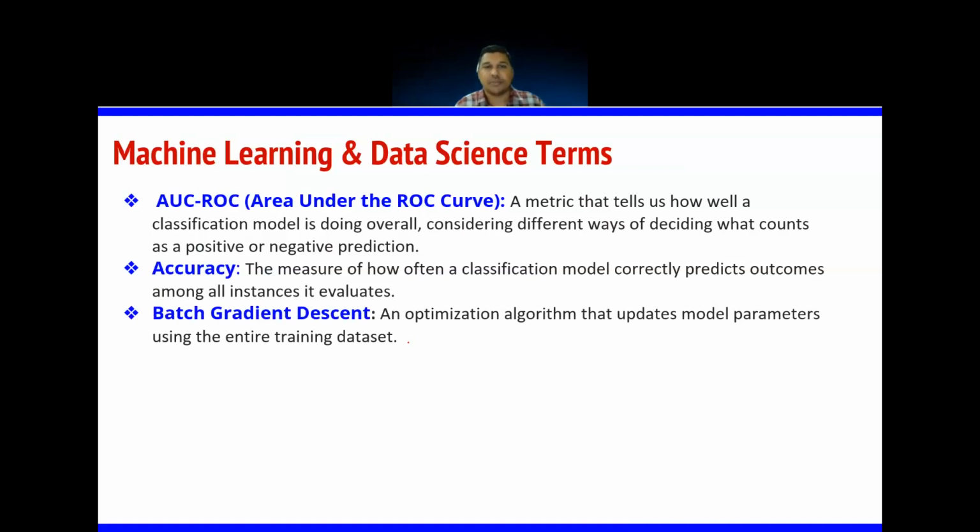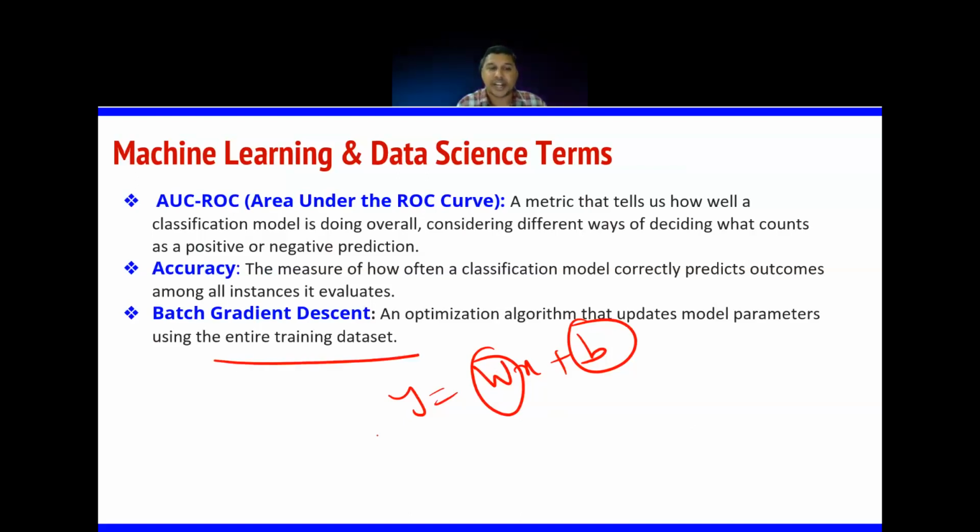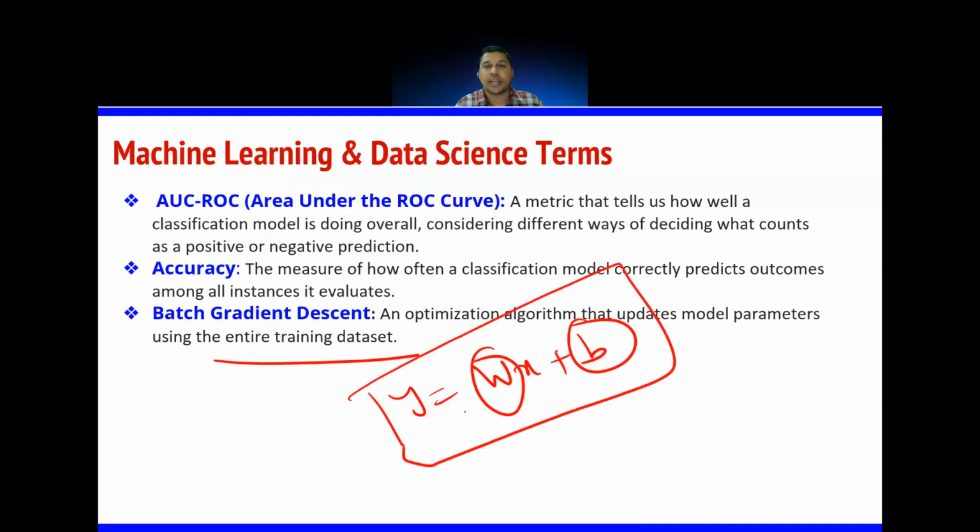Batch gradient descent. We have seen gradient descent. What is gradient descent? It's an optimization algorithm which helps us find better values for the parameters. What are those parameters? W and B in linear regression. Suppose we have y equal to wx plus b. To find the best values for w and b, we apply gradient descent. We can do this for small data, but if you apply it to the entire training data set to optimize the model, that is called batch gradient descent.